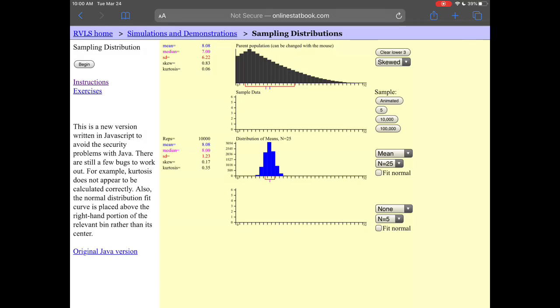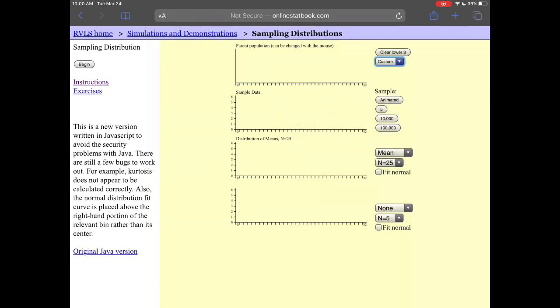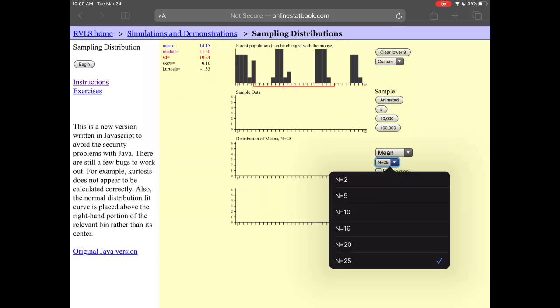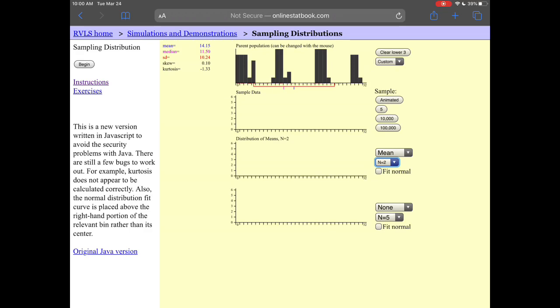So we're going to select custom, and then we're going to draw our own parent population. So I'm going to do something that is intentionally not bell-shaped. So I'm actually going to do something that has a few different peaks, maybe separated like that, where I've just got these 4 almost little building shapes that have peaks on them. And I'm going to set my sample size to 2, as they say, and then my number of samples to 10,000.